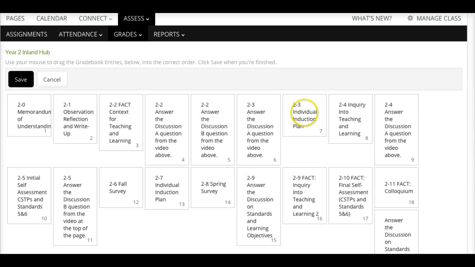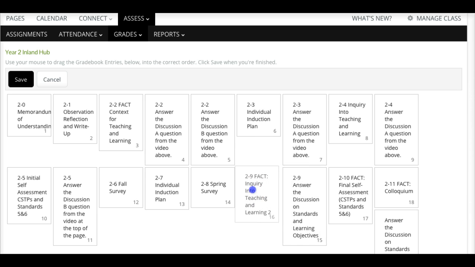Here's 2-3. Oops, sorry, this should be over here. So here's 2-3 individual induction plan. Here's the page upon which this discussion A question is found and what it references. You can see 2-4, the 2-4 question, 2-5, the 2-5 question, and so on. I hope this is okay with you. Well, shoot, here's another one. Here's the actual fact inquiry, and then here's the discussion that relates most directly to that. It's either on the page that it's found or the one that correlates most closely.